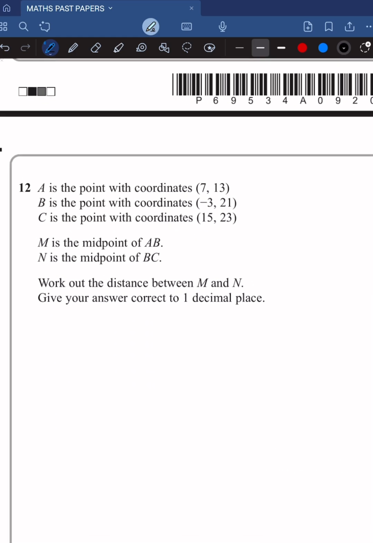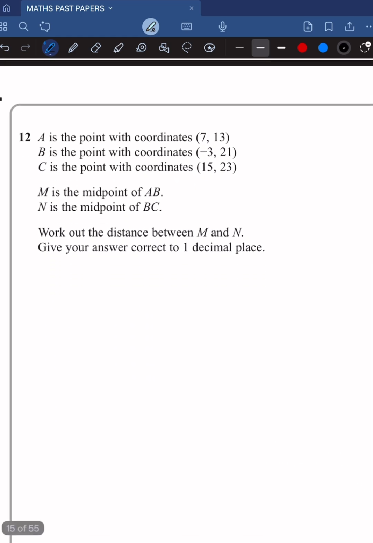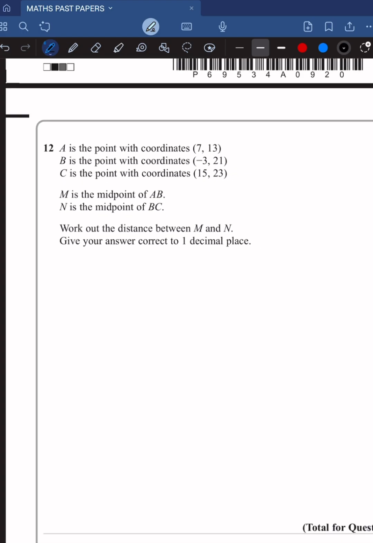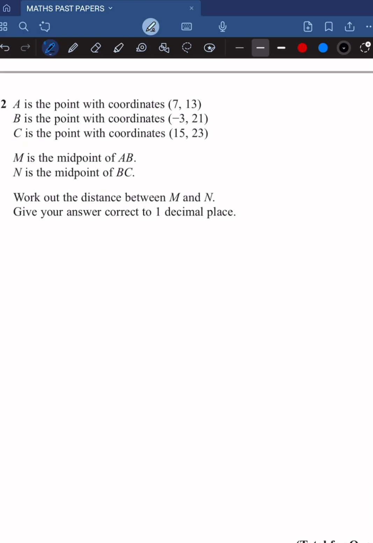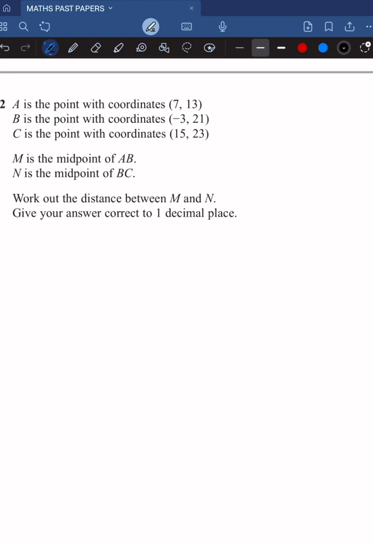A is a point with coordinates (7, 13), B (-3, 21), C (15, 23). M is the midpoint of AB. N is the midpoint of BC. Work out the distance between M and N. First, we need to find the midpoint of AB.